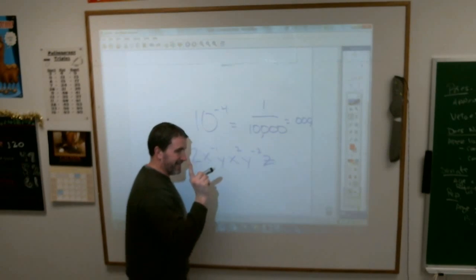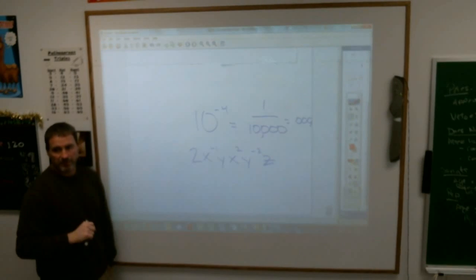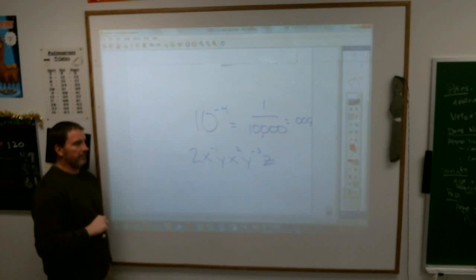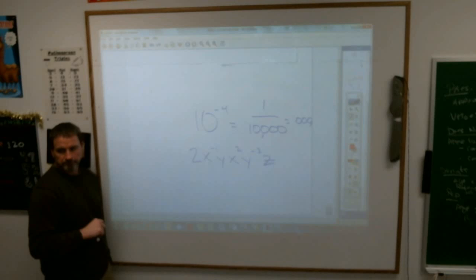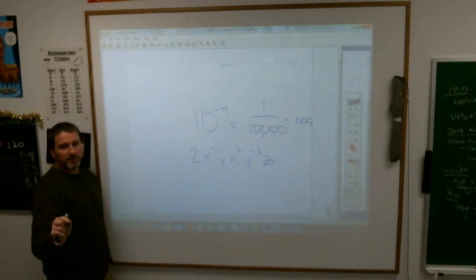Anybody got any thoughts on how to do it? I'm not looking for the answer, just how to do it. Al? Well, I think you put the 2 on the bottom of it. Why would the 2 go on the bottom? Does it have a negative exponent? Oh, wait, no. 2 stays on top. But I think you're on the right path here. If it already has a positive exponent, it's okay. If it has a negative exponent, what do you need to do? Move it to the bottom.